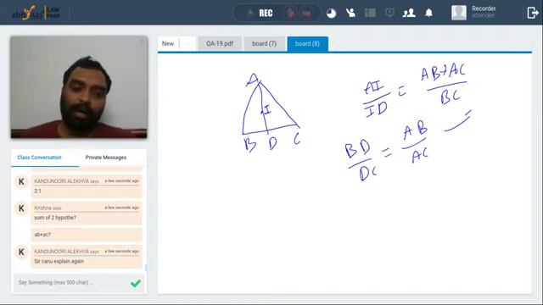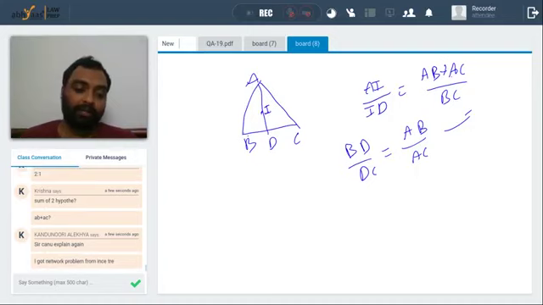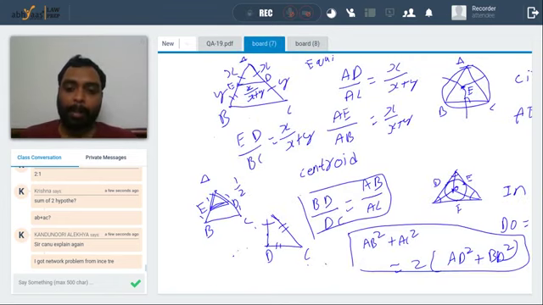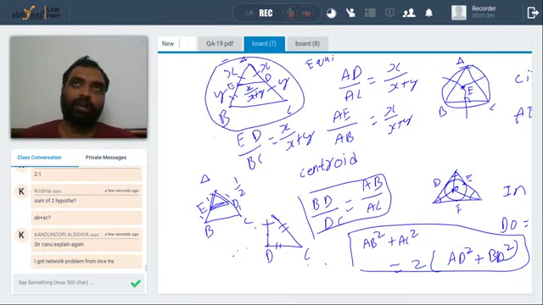If I draw an angular bisector in any triangle, BD by DC is always equal to AB by AC. This is just for the incircle, I'm writing it here, incenter. This is for the incenter, when the incenter is here. So these are the ratios, I just told the ratios. That's all, nothing else. And this is for an equilateral triangle.